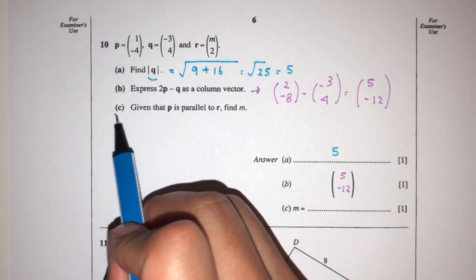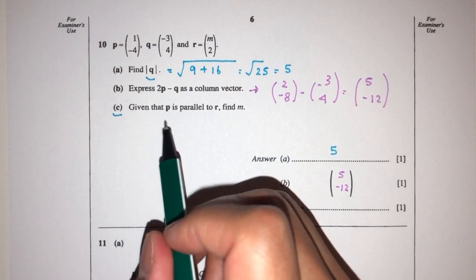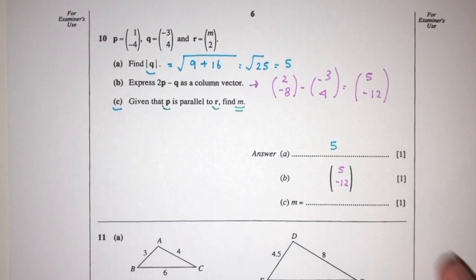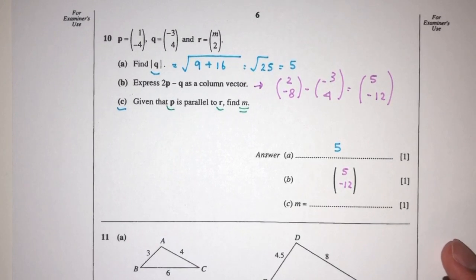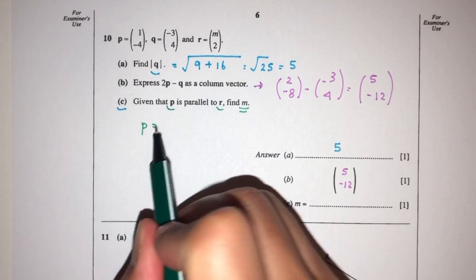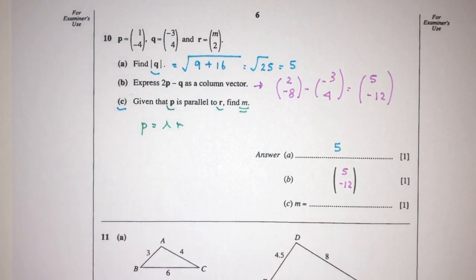Now for part C, given that P is in the same direction as R, we have to find this. As we have seen before, whenever a line is in the same direction as another line, we can form an equation. We can say that P is equal to a multiple of R. So by having this, we can now solve for the value of M.